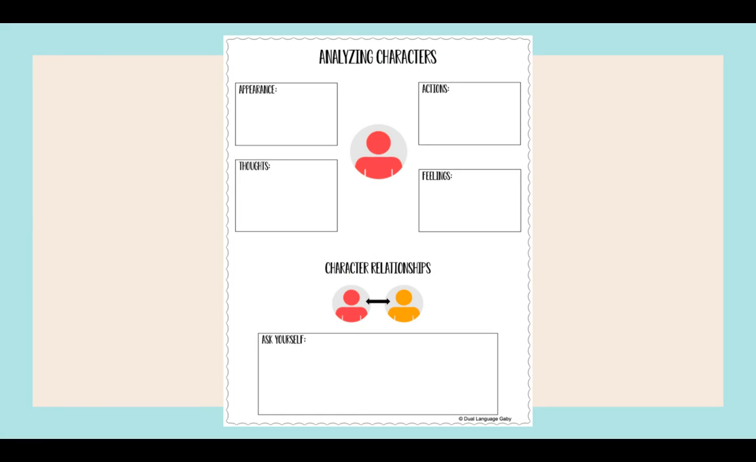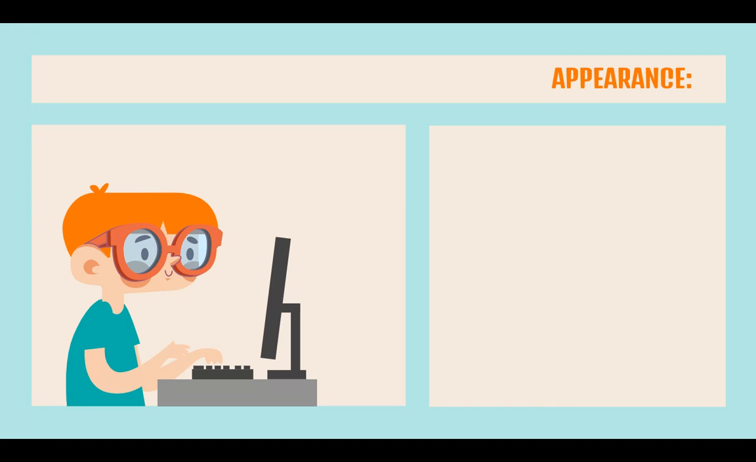So we are talking about analyzing characters today. We're going to talk first about individual characters and how you can look at different traits that they have to decide what they are like. We're going to talk about the appearance, the actions, the thoughts, and the feelings of a character. Then we're going to talk about the character relationships, and this means that we analyze how one character interacts with another. And I'm going to give you some questions that you can ask yourself to help decide what their relationship is like. All right, so first let's talk about a character's appearance.